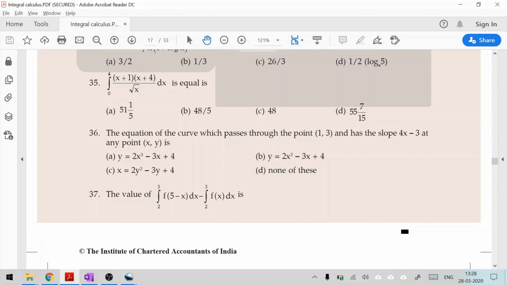Okay. So let us look at question number 35 now. In this question, you have (x plus 1) into (x plus 4) divided by root x. What you can do in this case is you can multiply x plus 1 and x plus 4, two linear terms. You will get one quadratic term, and then you can start dividing each of these three terms with root x. Then you will get three terms. For example, let me just show you here.